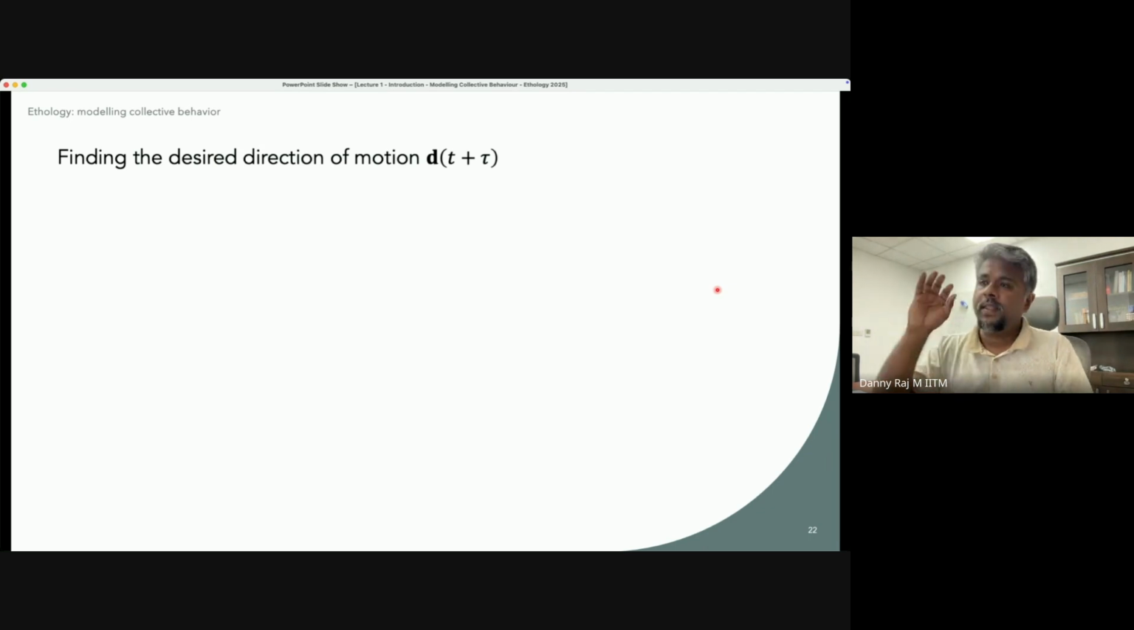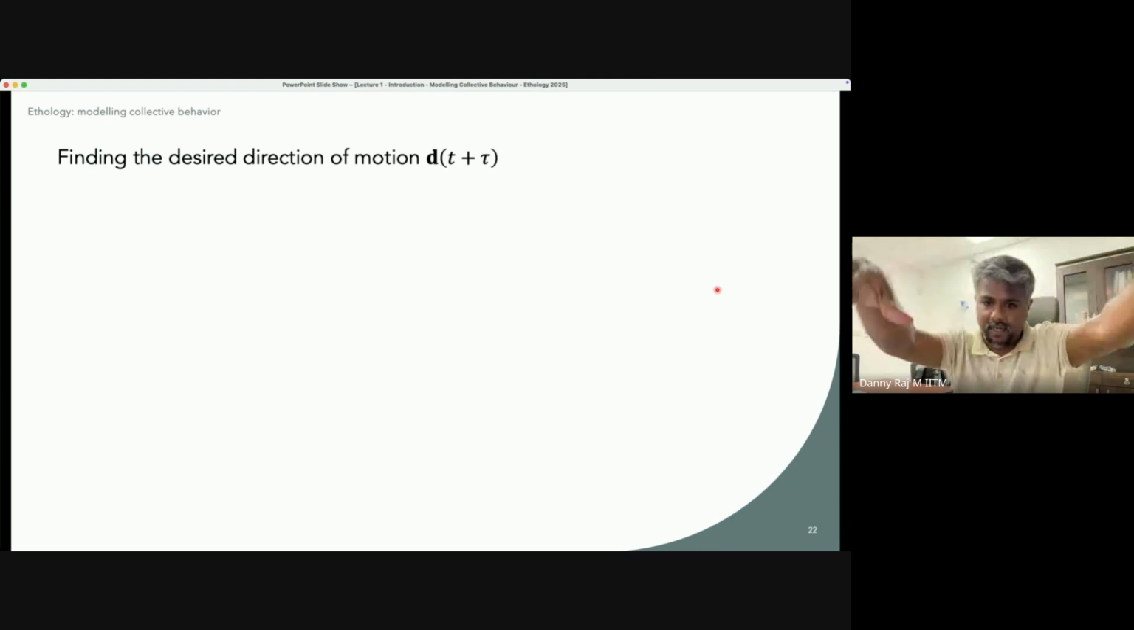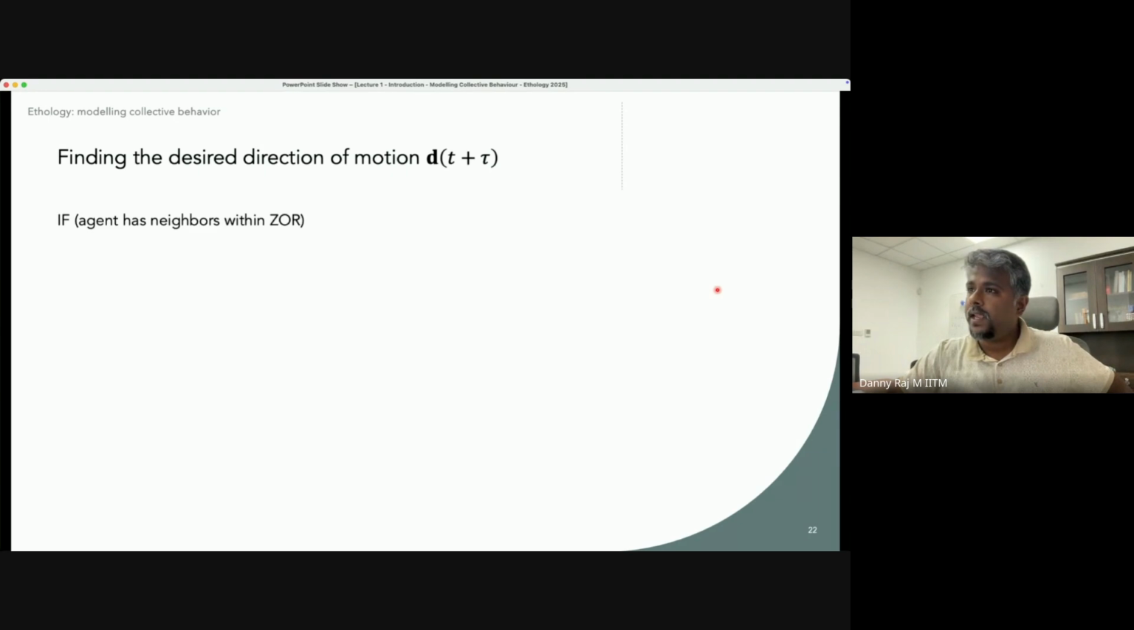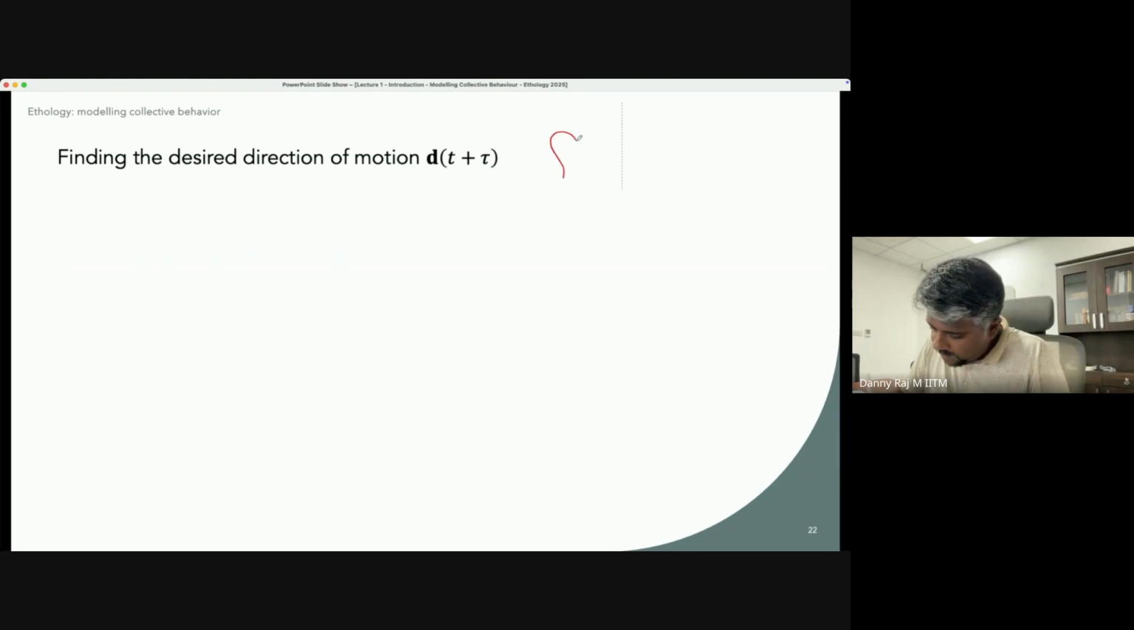The idea here is you find the desired direction of motion, which I call D. You are at time t, you're going to move to time t plus tau, and you need to know in which direction you want to move. That is given by this variable D. The whole idea is to figure out what this D is. Once you know D, so you have an agent like this, right? And this is its current heading.